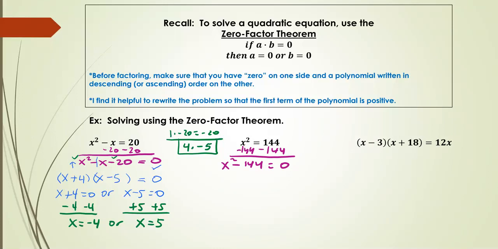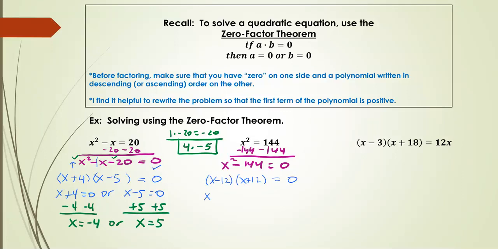Notice in this case that I end up with a difference of two squares, which is pretty straightforward in terms of factoring. What do you square to get x squared? X. What do you square to get 144? 12. Remember, we would have a minus and a plus in either order.